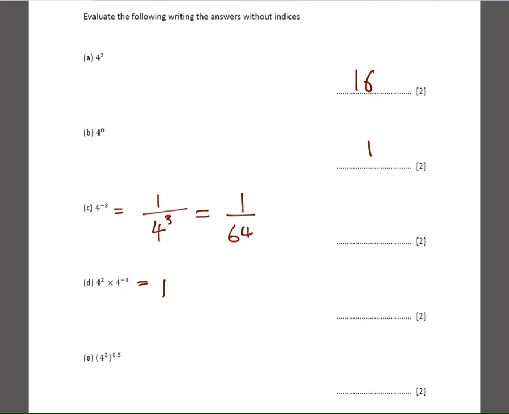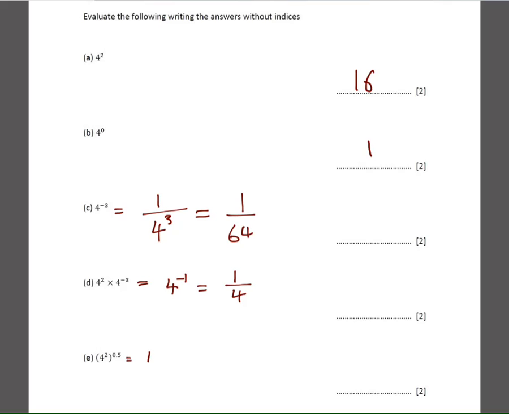Okay, this one here, we can do it in two ways. I'll show you one way and a second way. So the first way is to say, well, this is really 16 times by 1 over 64. 16 times by 1 over 64 is a quarter. Okay? A better way to do this, though, is to realise that because the base is the same, it means we can add the indices. So we have 4 squared times 4 to the minus 3. So it means it's 4 to the power of 2 minus 3, which is 4 to the power of minus 1. 4 to the power of minus 1 is just 1 over 4 to the 1, which is 1 over 4.